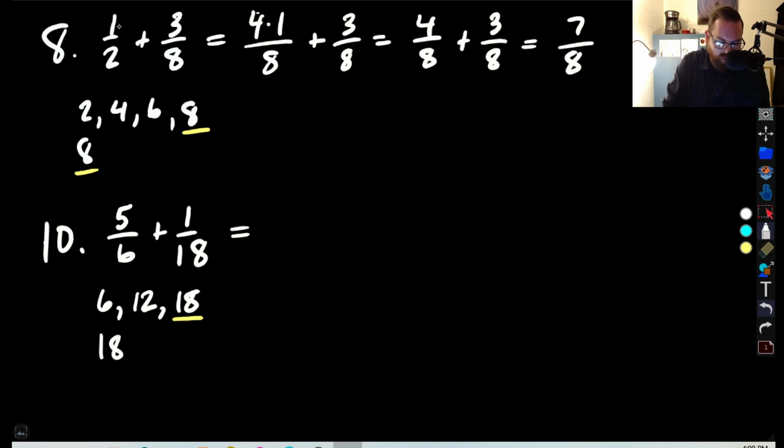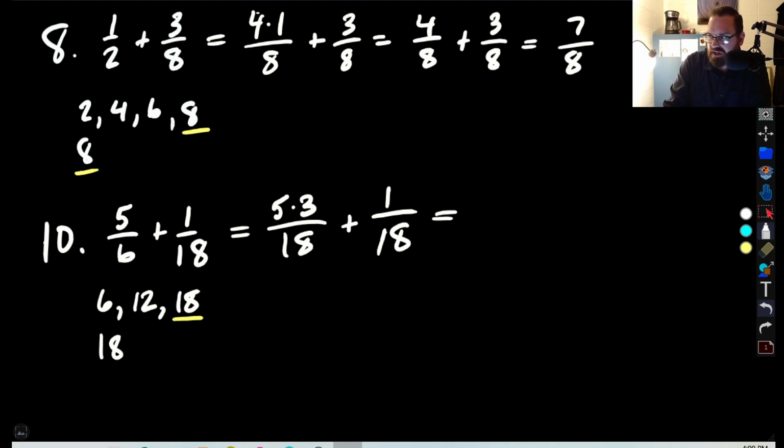Up above we had a 1. But now that 5 means we just have to multiply by the 3. So 5 times 3, we count out 1, 2, 3. That's where that 3 comes from. And the bottom is going to be 18. And over here, we've got 1 over 18. This one doesn't change because that was already the common denominator. So that's good.